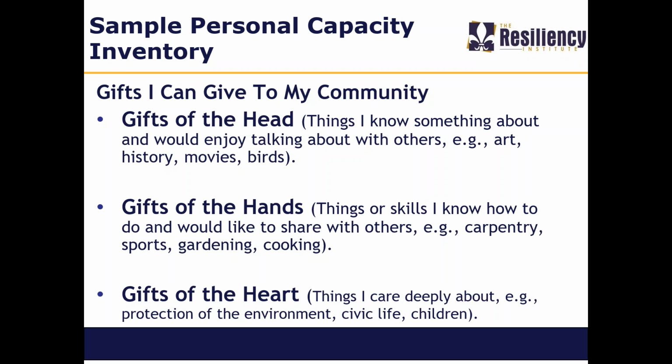We talk about these in terms of sample personal capacities. So what kind of capacities do people have? Gifts of the head. Some people may know how to do art. Some people may know how to sew. Some people know a lot about history or movies or birds. That's something that can be shared. That's something that can be taught to someone else. That's a skill that people have that can be shared across the neighborhood.